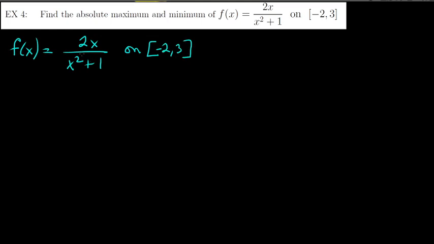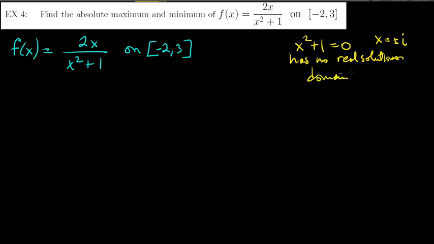Okay. So first of all, what's the domain of this function? Well, if you take the denominator and set it equal to 0, this has no real solution. You do get imaginary numbers, x equals plus or minus i. But those are not real numbers. You can't graph those, so we're just going to ignore those. So the domain here is all real numbers. Just to mention that.